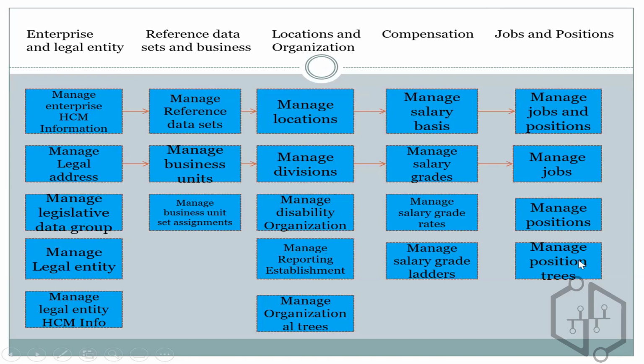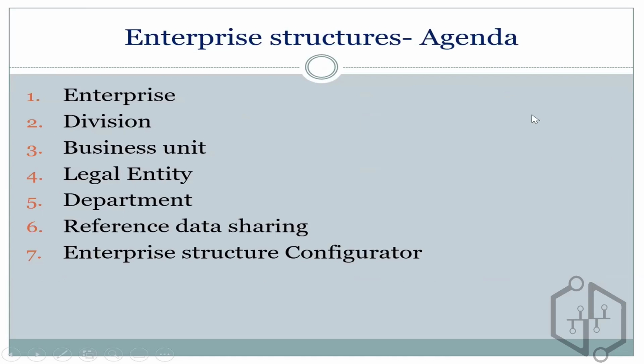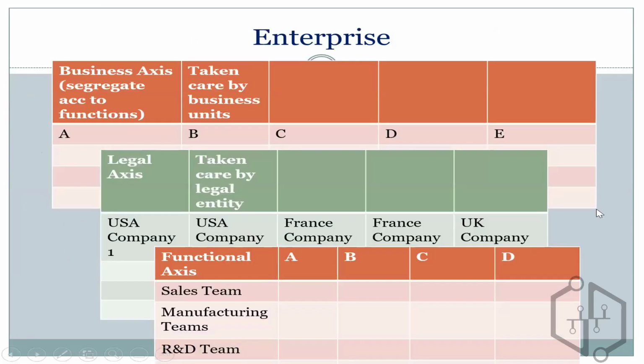So, the enterprise structures agenda. What is enterprise structure? Enterprise structure contains your enterprise, which is the highest level of the business. Then we have the division, then the business unit, then the legal entity, then the department. Then we have reference data sharing and the enterprise structure configurator. One by one, we are going to learn what is enterprise, what is division, what is business unit, what is legal entity, what is department.